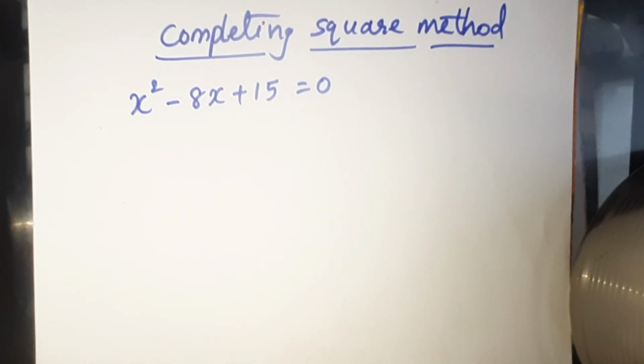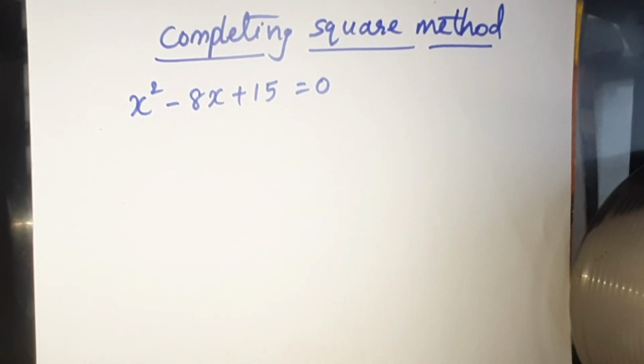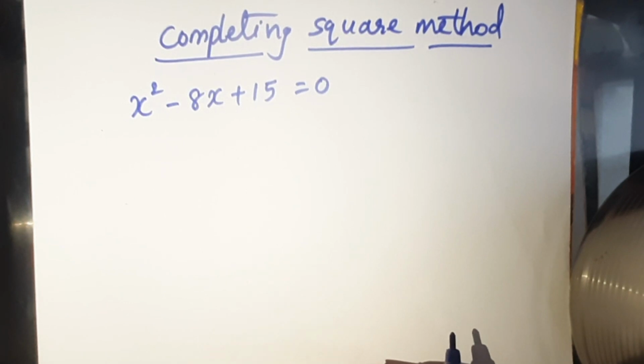Students, today I am going to teach you a new method of factorization which is called the completing square method. Many students find it difficult to find middle term factors, so this will be useful for you if you are not getting factors. There are different methods of factorization.